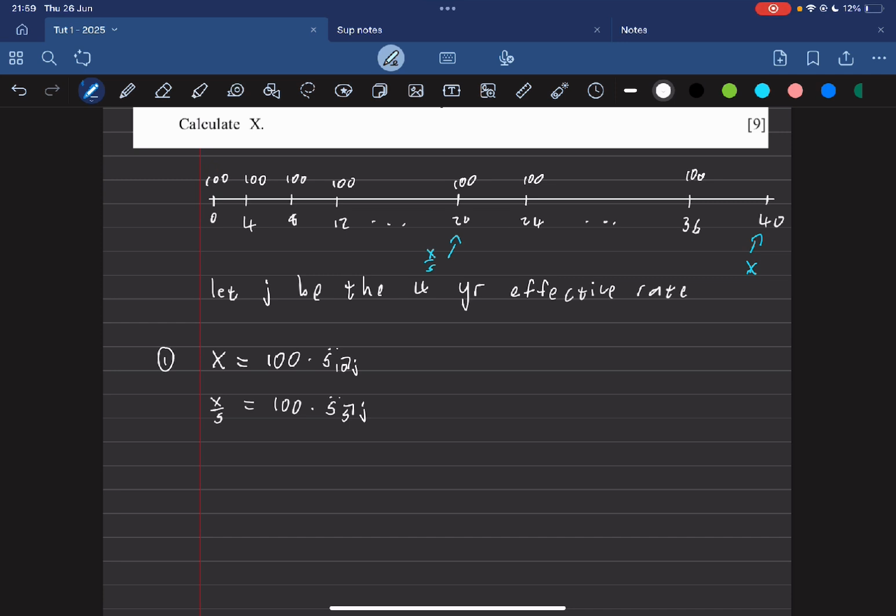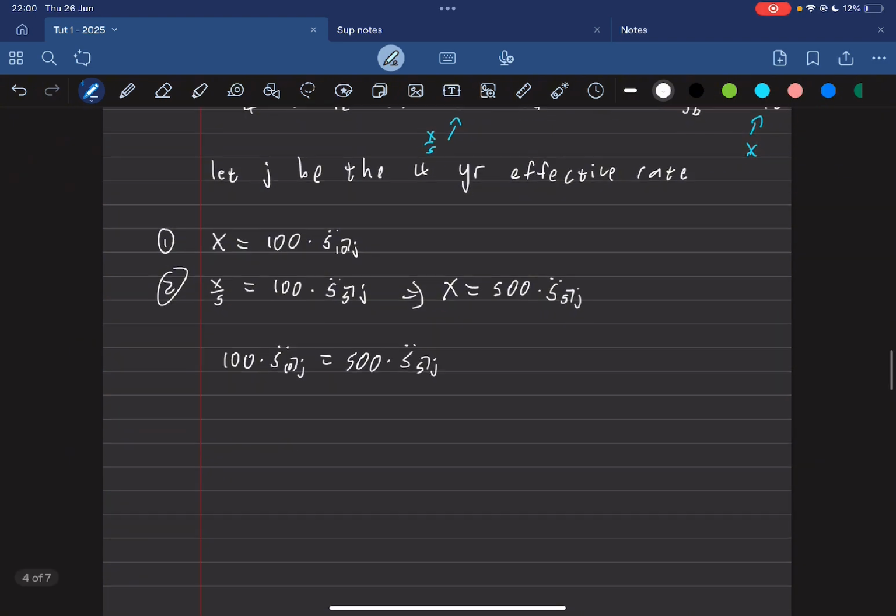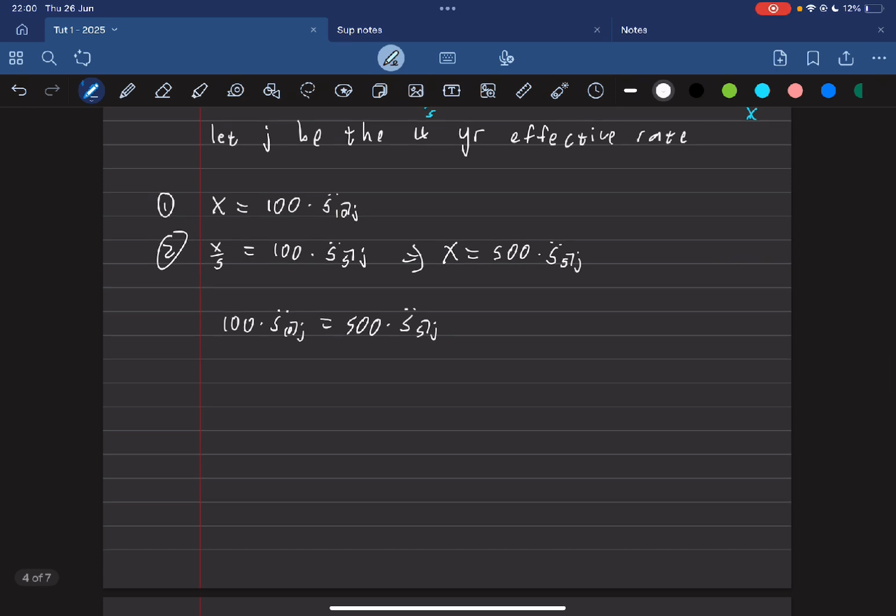Cool, so now we have 2 equations, equation 1, equation 2. So I'm going to write equation 2 in a way just to make it a little bit easier. So I'm going to multiply both sides by 5. So I'm going to say X is going to be 500 times this annuity. Perfect. So now we have 2 equations and they both have an X, so we can equate the X's. So we can say that 100 times the annuity is going to be equal to 500 times this annuity. Perfect. Now the easy thing we can start with is just dividing both sides by 100. So we can say that the annuity for 10 periods is equal to 5 times the annuity for 5 periods.